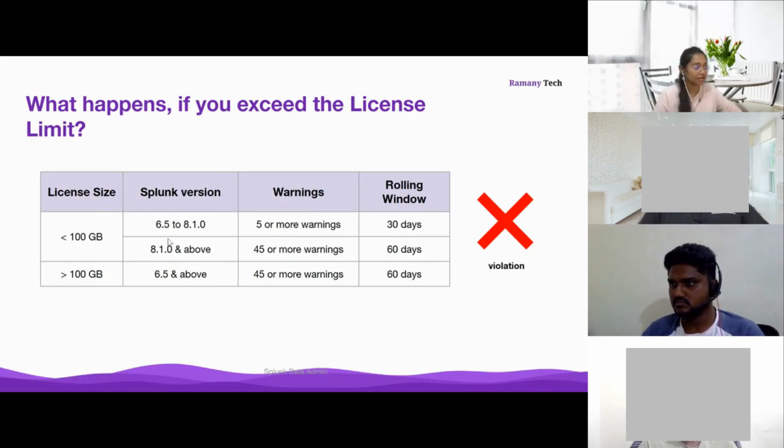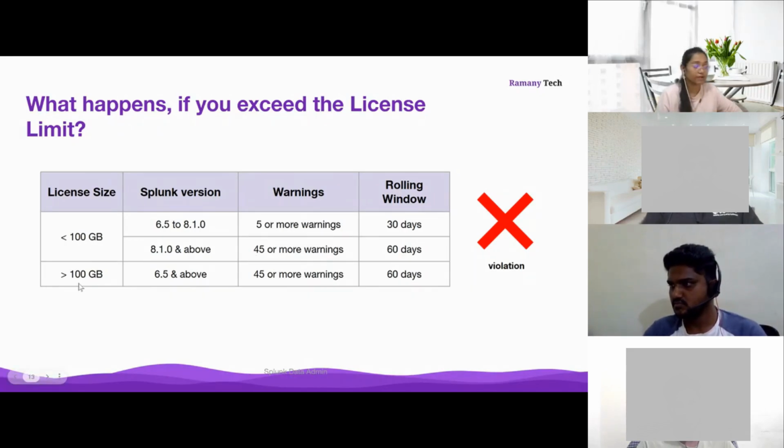This is for versions 6.5 to 8.1. Above that, you will receive 45 or more warnings. You have the limit of 45 warnings. You can index the data, but if you are getting data more than the specified license limit 45 times, it is a pattern, so you should obviously go for a higher license size. If it keeps going on in the last 60 days, then that is going to cause you a violation.